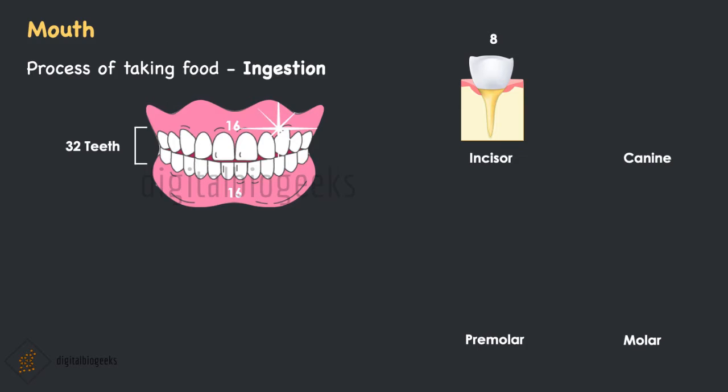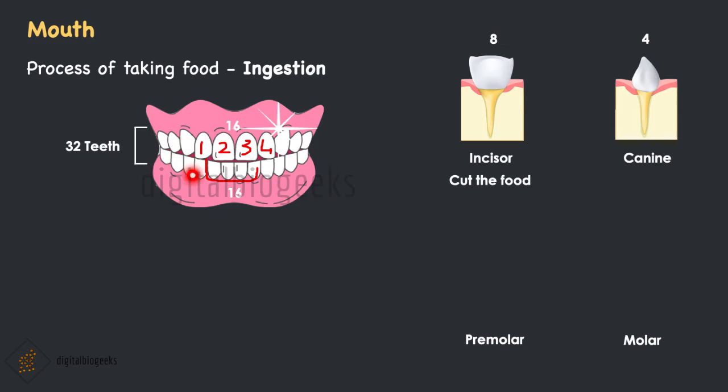Incisors are the 4 front teeth in the upper and lower jaw. These 4 teeth, 1, 2, 3, 4, in the upper and lower jaw are known as incisors. Altogether, there are 8 incisors in our mouth. Their function is to cut the food. Canines are the pointed ones. Humans have 4 canines. Here you can see this pointed tooth, they are the canines.